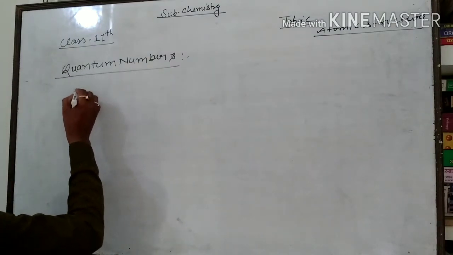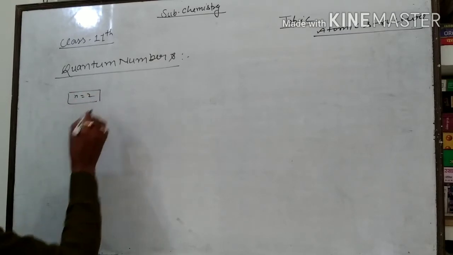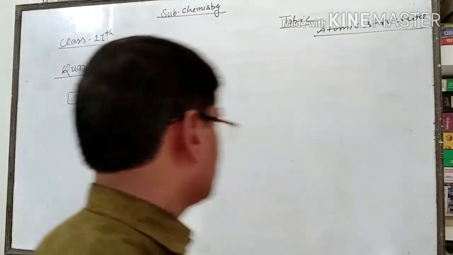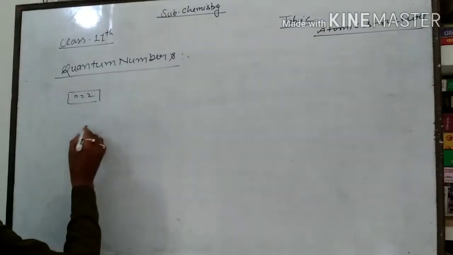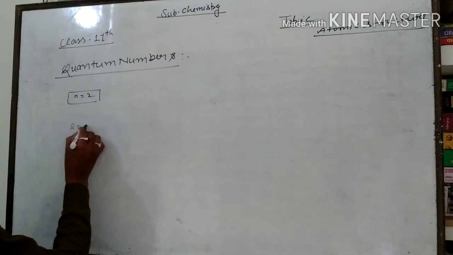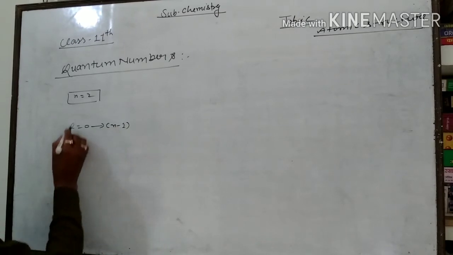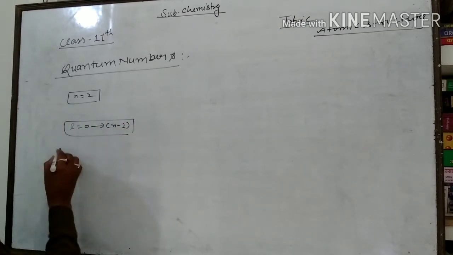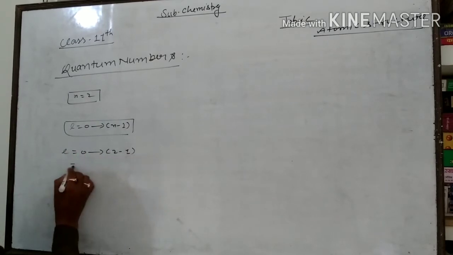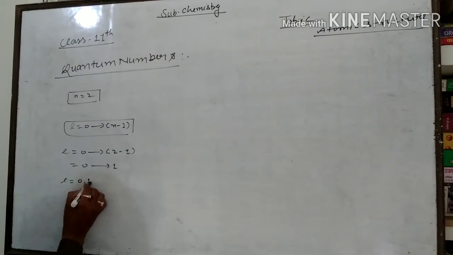Suppose that given n is equal to 2, then find out all the possible quantum numbers. So see here, n is equal to 2, it means that by using the formula of the second quantum number, l is equal to 0 to n minus 1. It means l will be 0 to 2 minus 1. It means 0 to 1. Therefore, l having 0 and 1.